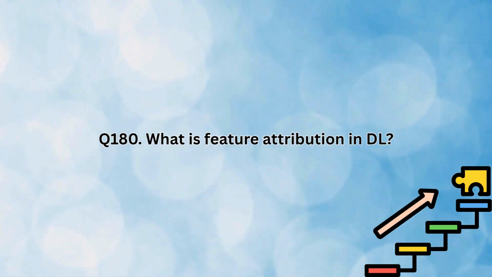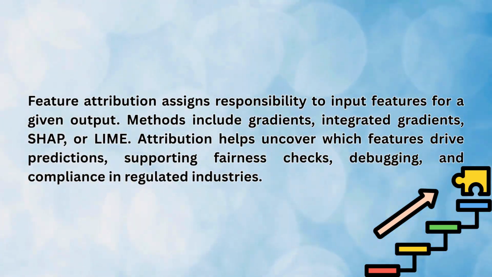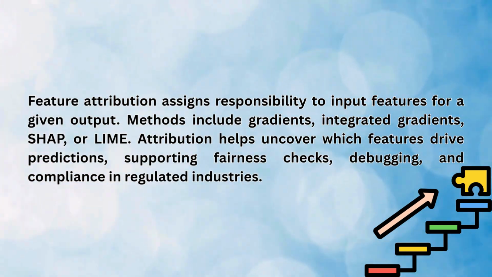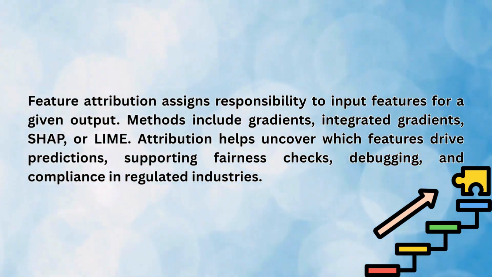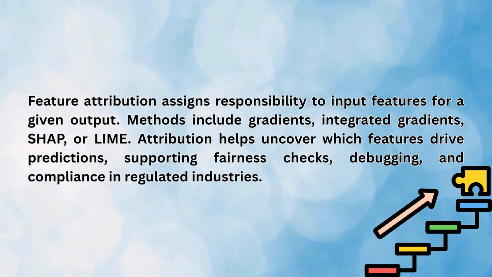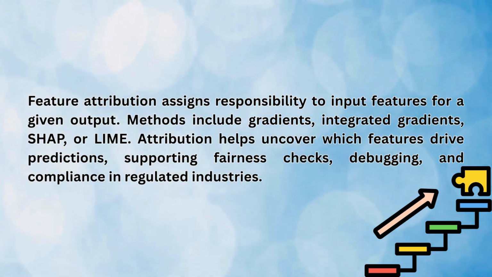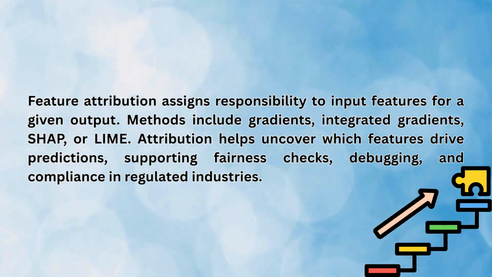What is feature attribution in DL? Feature attribution assigns responsibility to input features for a given output. Methods include gradients, integrated gradients, SHAP or LIME. Attribution helps uncover which features drive predictions, supporting fairness checks, debugging, and compliance in regulated industries.